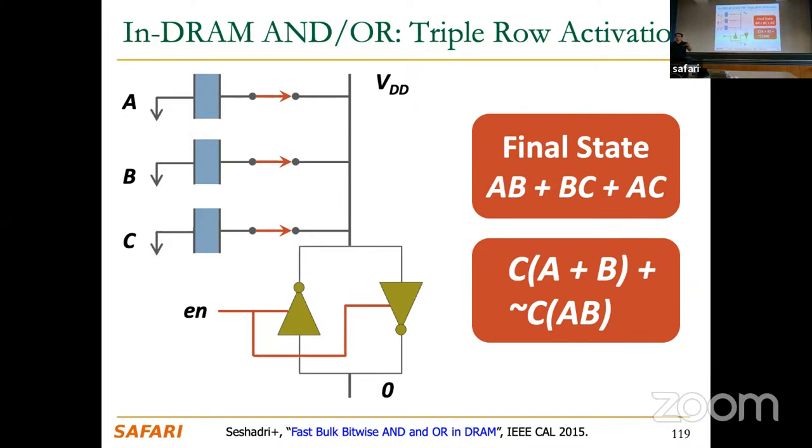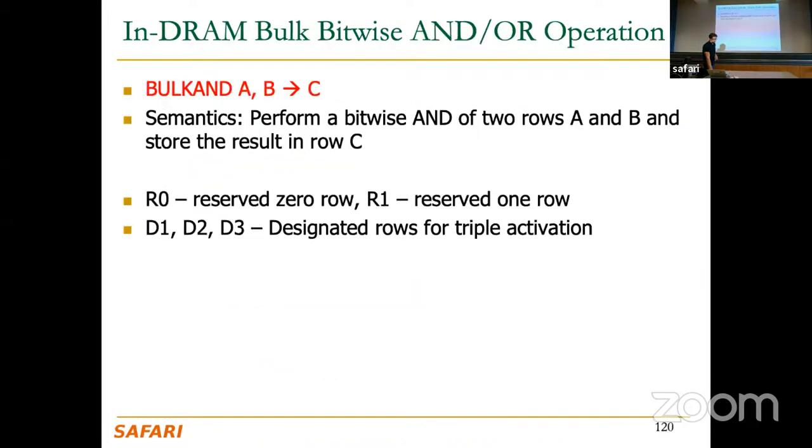These three rows are going to be called the compute rows because they are the ones where we are going to perform this triple row activation. The rest of the decoder and the rest of the rows is the same as usual. They can only activate a single row. But we need these special compute rows and this special decoder that can perform the triple row activation.